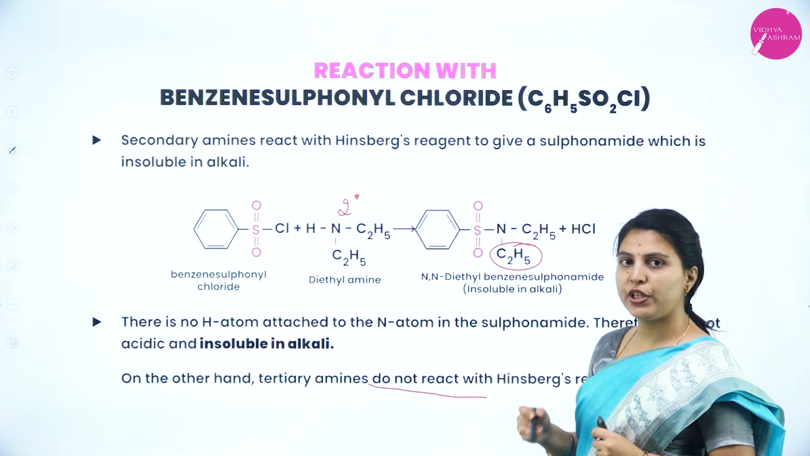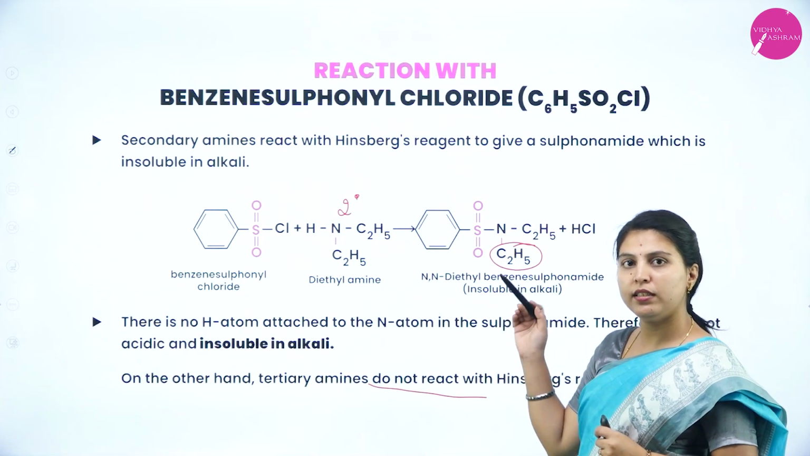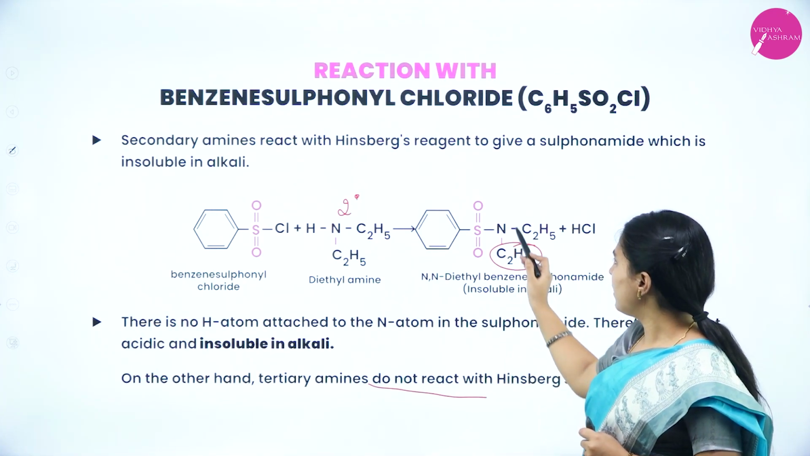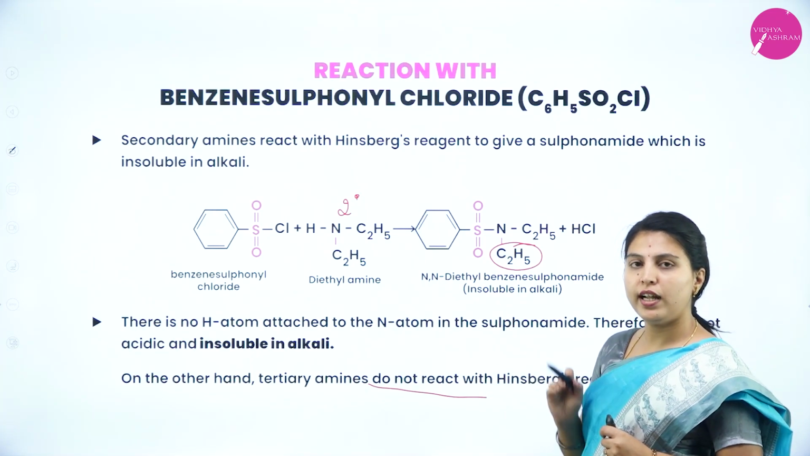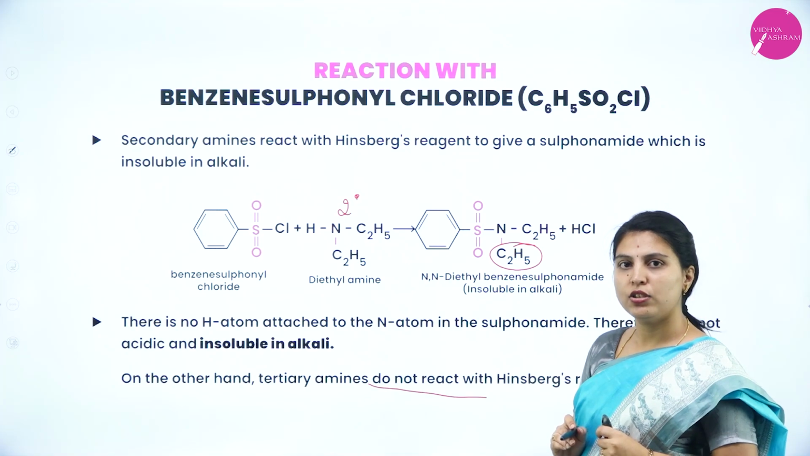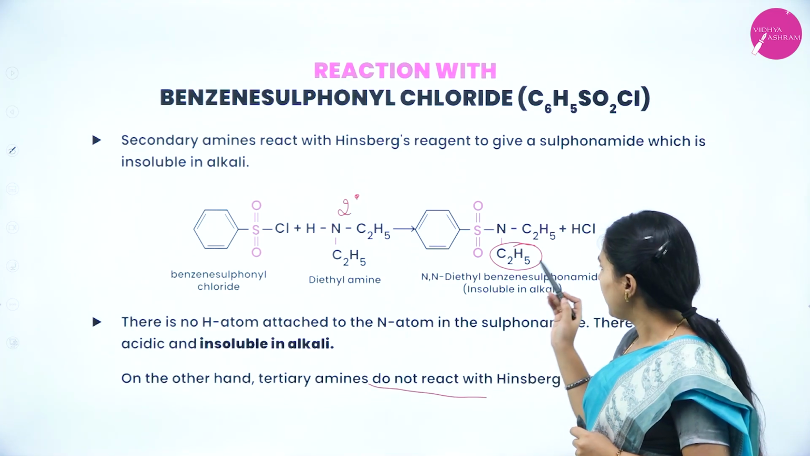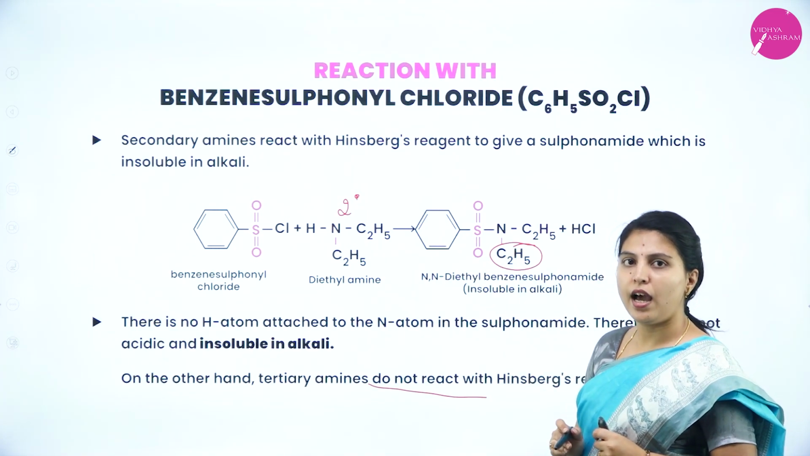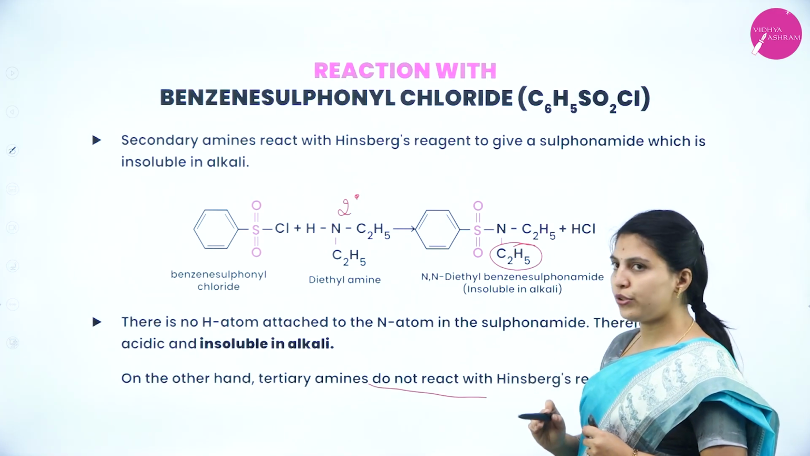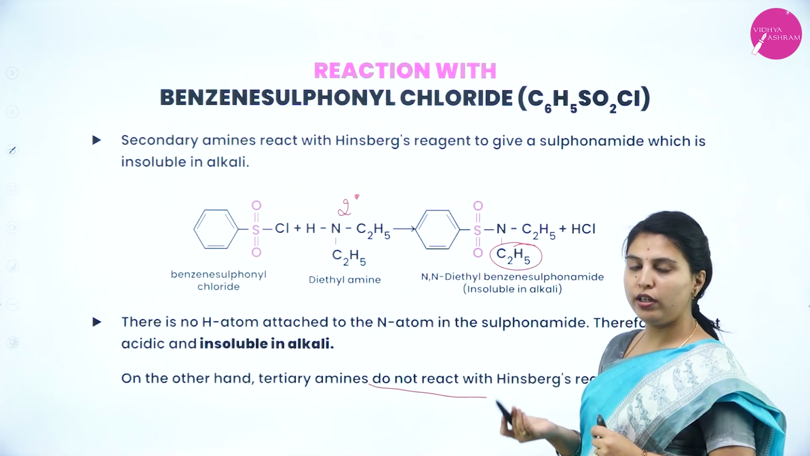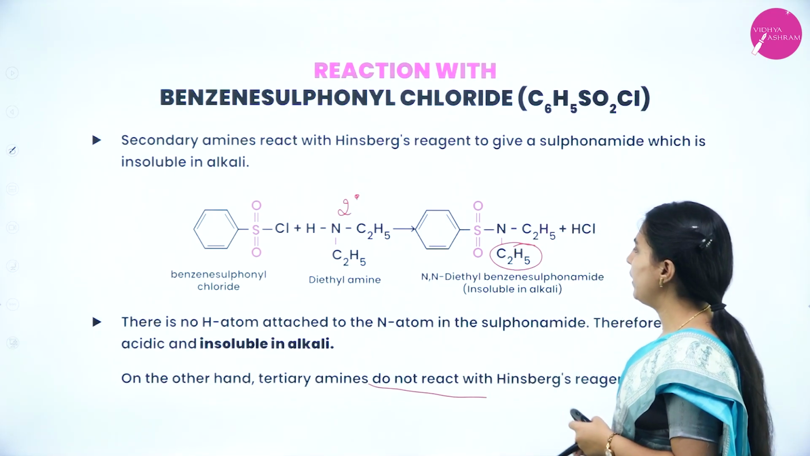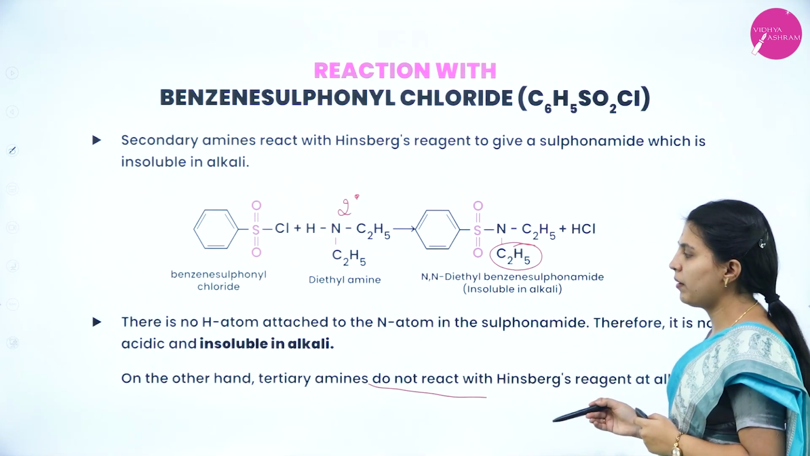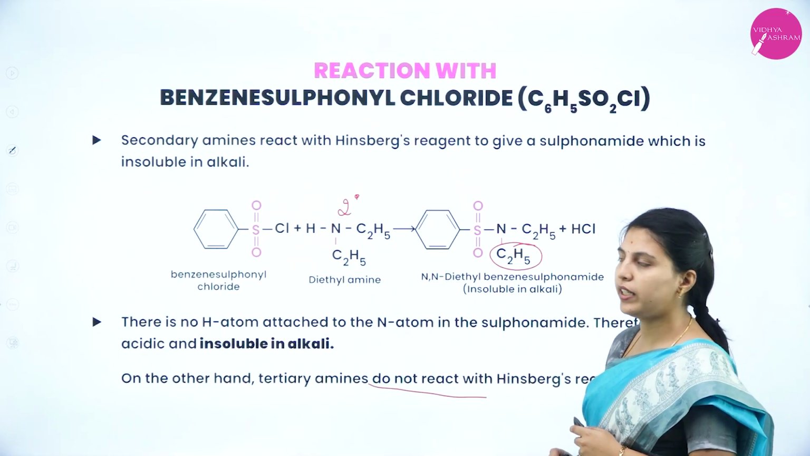The primary amine product is soluble in alkali because the nitrogen has a hydrogen attached, which will be released as a proton, so it is considered an acid and is soluble in base. But the product from a secondary amine has no hydrogen attached, so it will not release a proton and is insoluble in alkali. And tertiary amines do not react with Hinsberg's reagent itself.